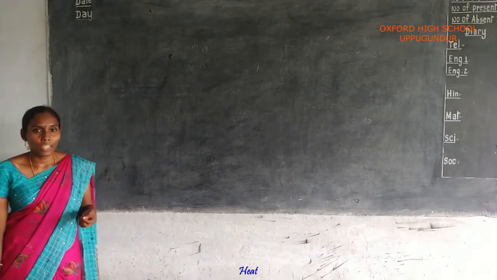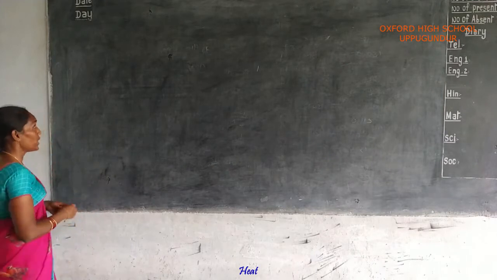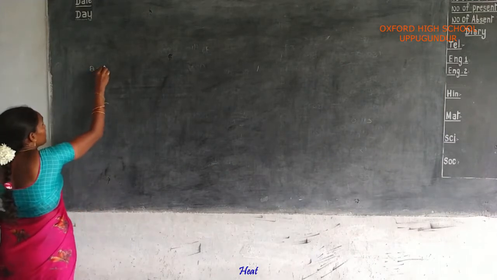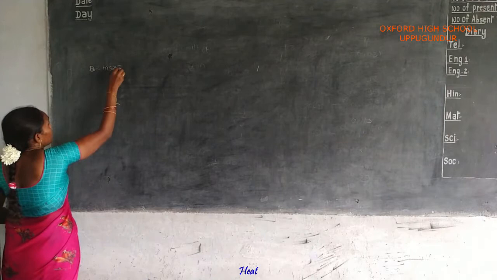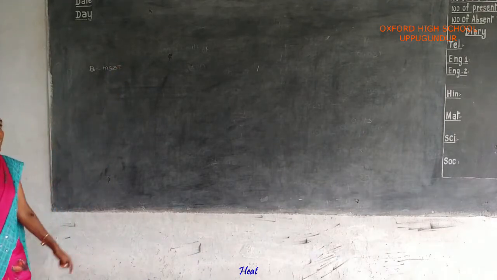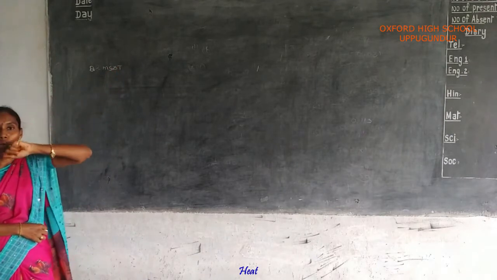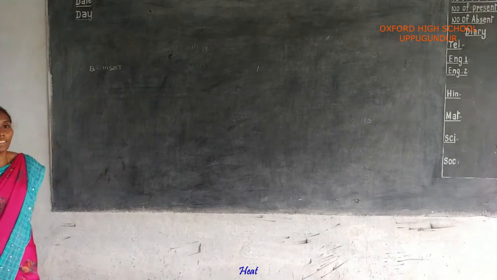Later I will explain that one. And see, how to derive Q is equal to Ms delta T. How to derive Q is equal to Ms delta T. Capital T, not small t. Q is equal to Ms delta T.